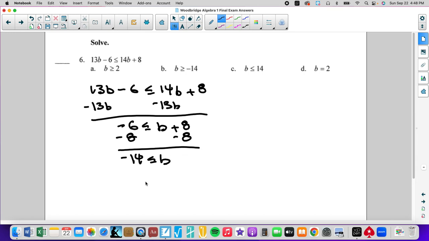And I would rewrite this since it's eating b. It still needs to eat b when I move it across. So b is greater than or equal to -14. And how funny is that? That is solution B. So we moved away from A's.